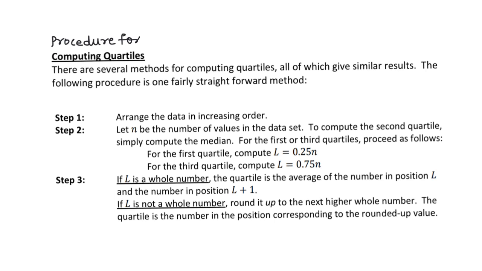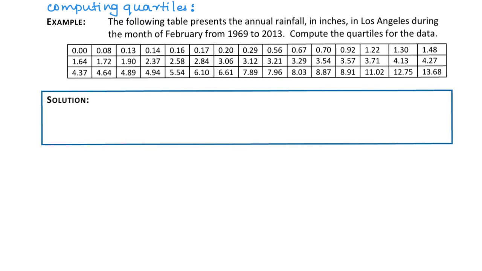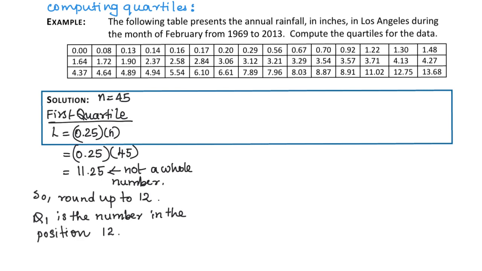We will look at an example so that it will be easier to understand this. This table represents the annual rainfall in inches in Los Angeles during the month of February from 1969 to 2013. We need to compute the quartiles for the data. So, the first step is to arrange the data in increasing order. If you look at that, it is already arranged in increasing order. There are 45 values in the data set, so n will be equal to 45.